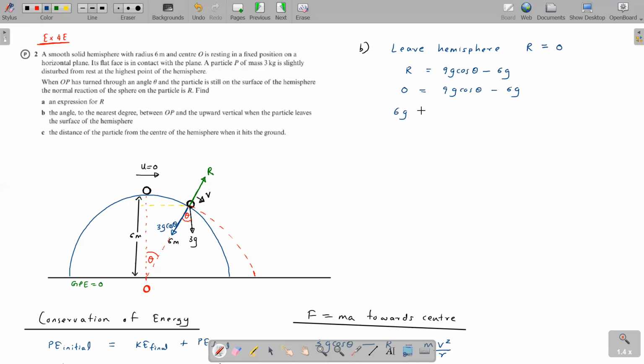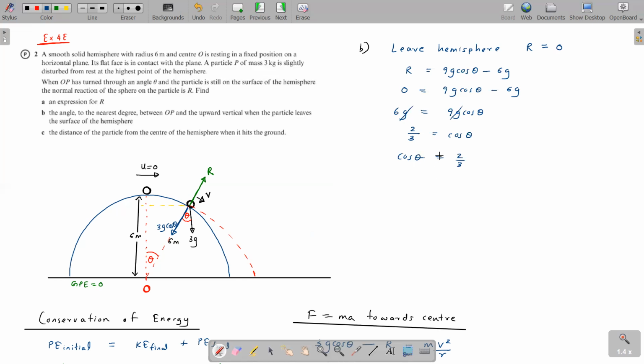So I get here 6g equals 9g cos theta. g cancels out and I get cos theta equals 6 over 9. That's 3 times 2, 3 times 3. So that's 2 over 3. So you get here cos theta is 2 over 3, but I think they want the angle to the nearest degree.